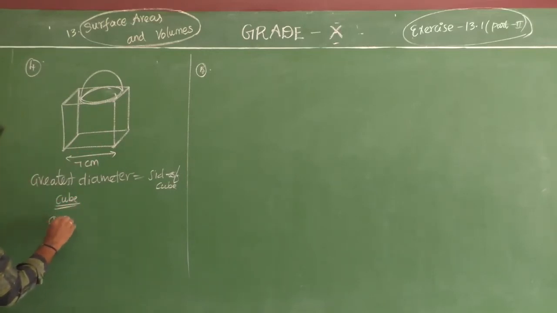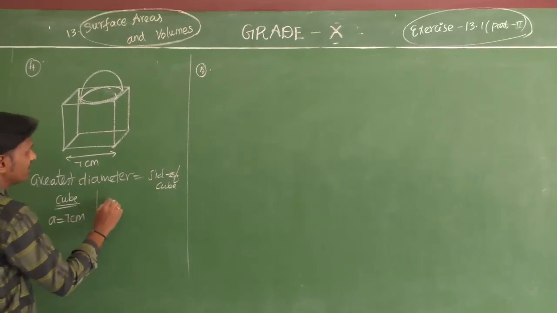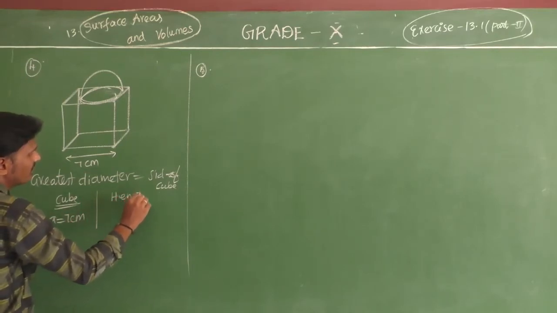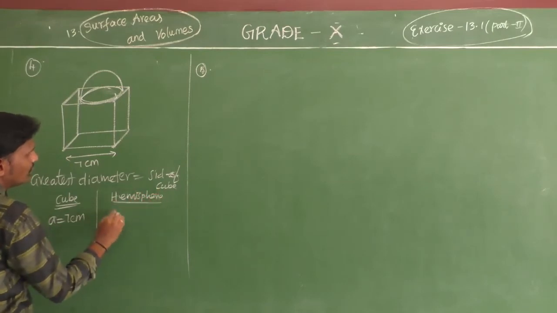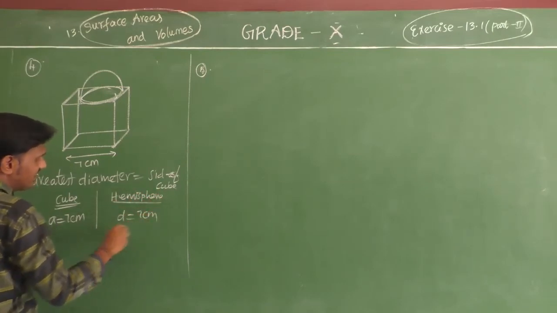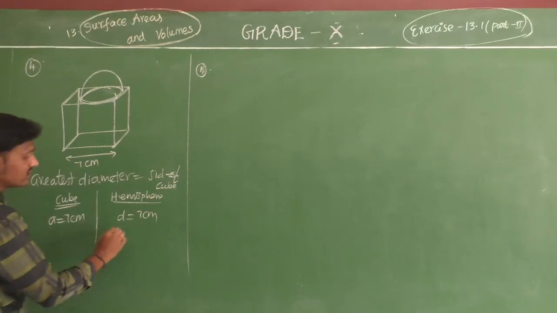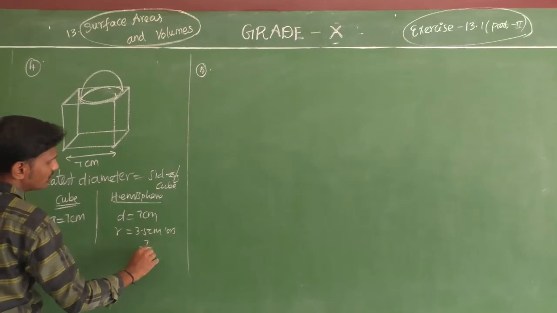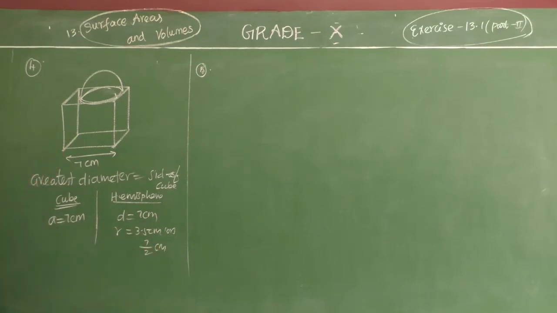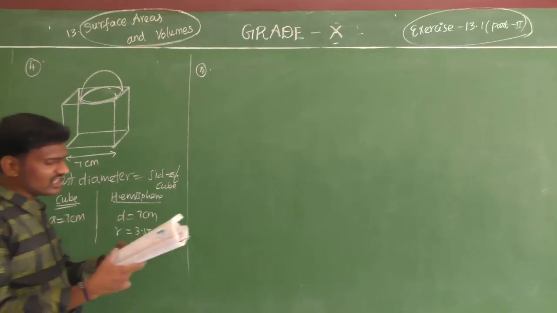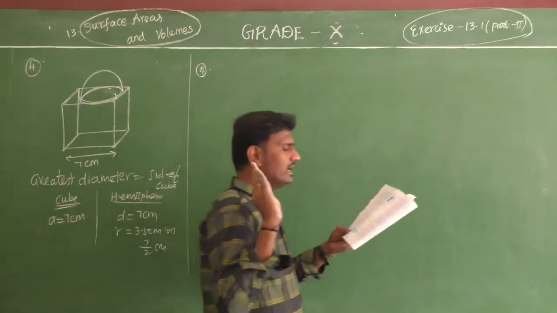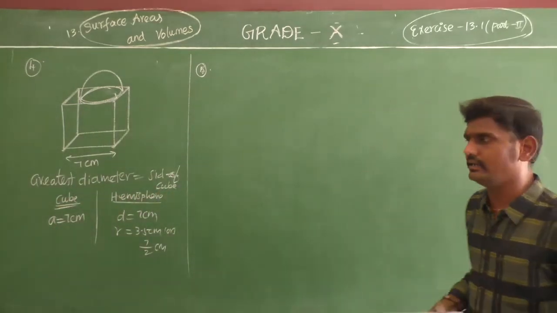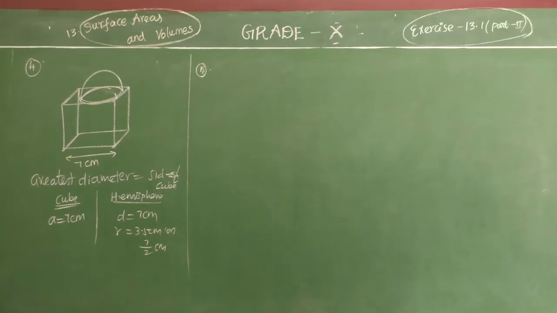Now you have the same cube, side equal to 7 centimeters, and here is a hemisphere. In the hemisphere, you have a diameter equal to 7 centimeters. Now what will be the radius? Radius equal to 3.5 or 7 by 2 centimeters. Now what is the given question asking you? Find the surface area of the solid.